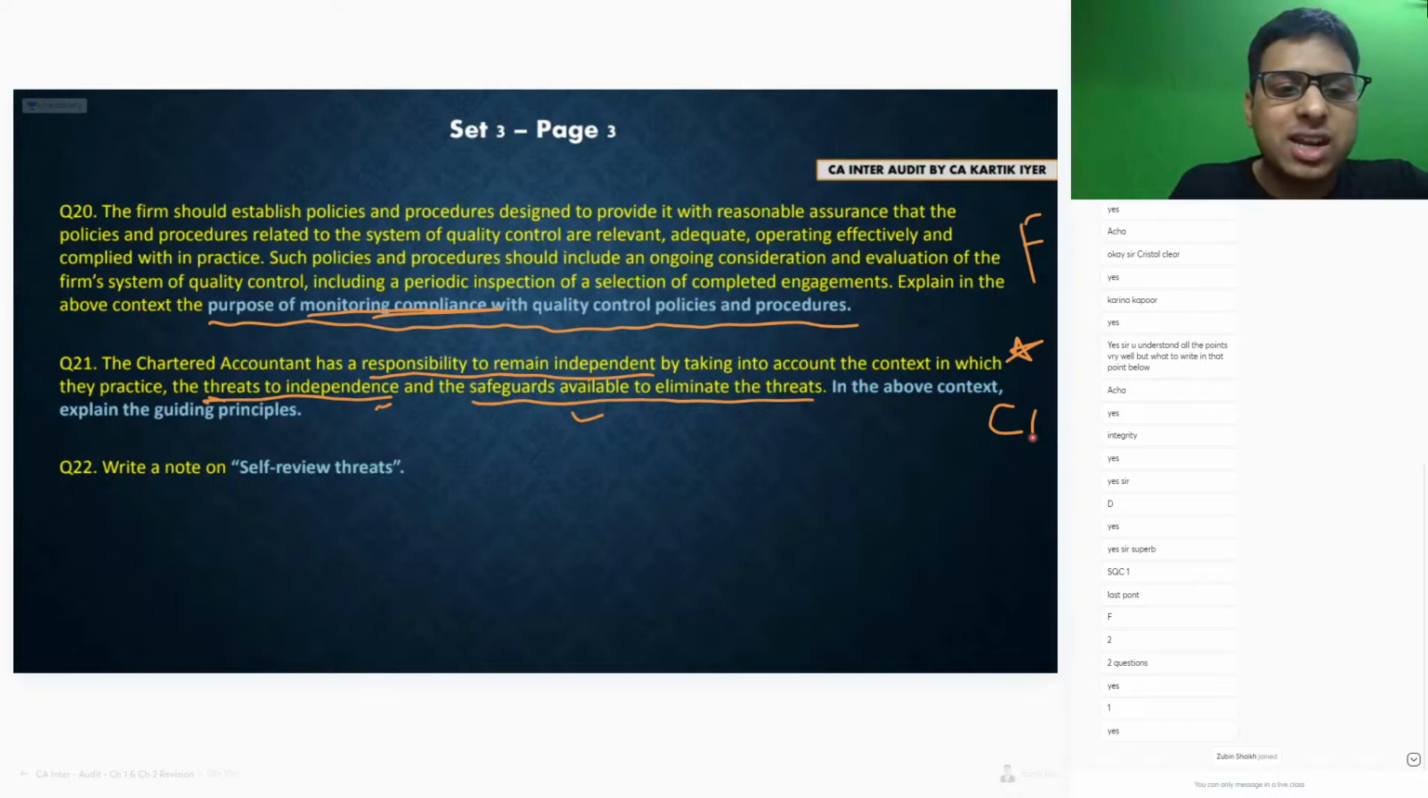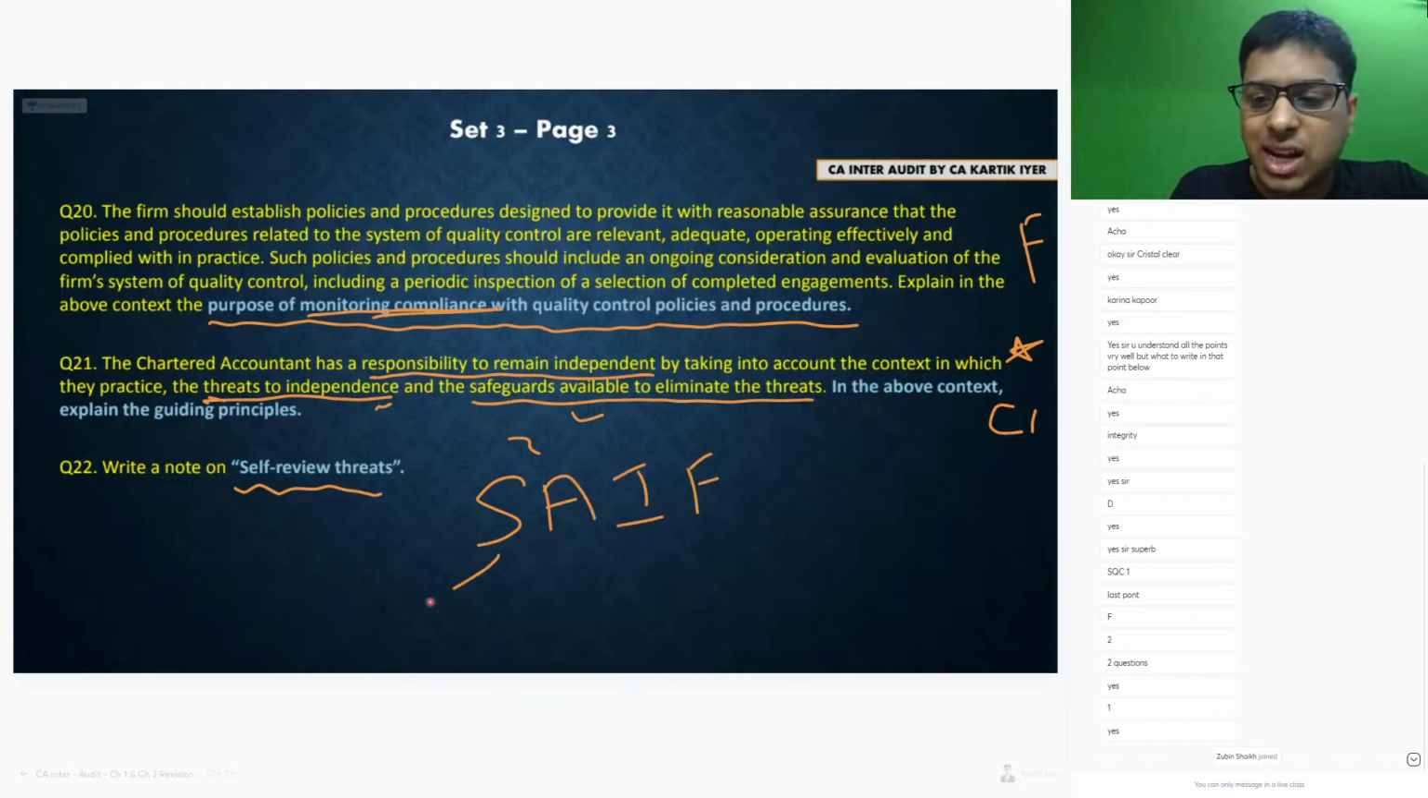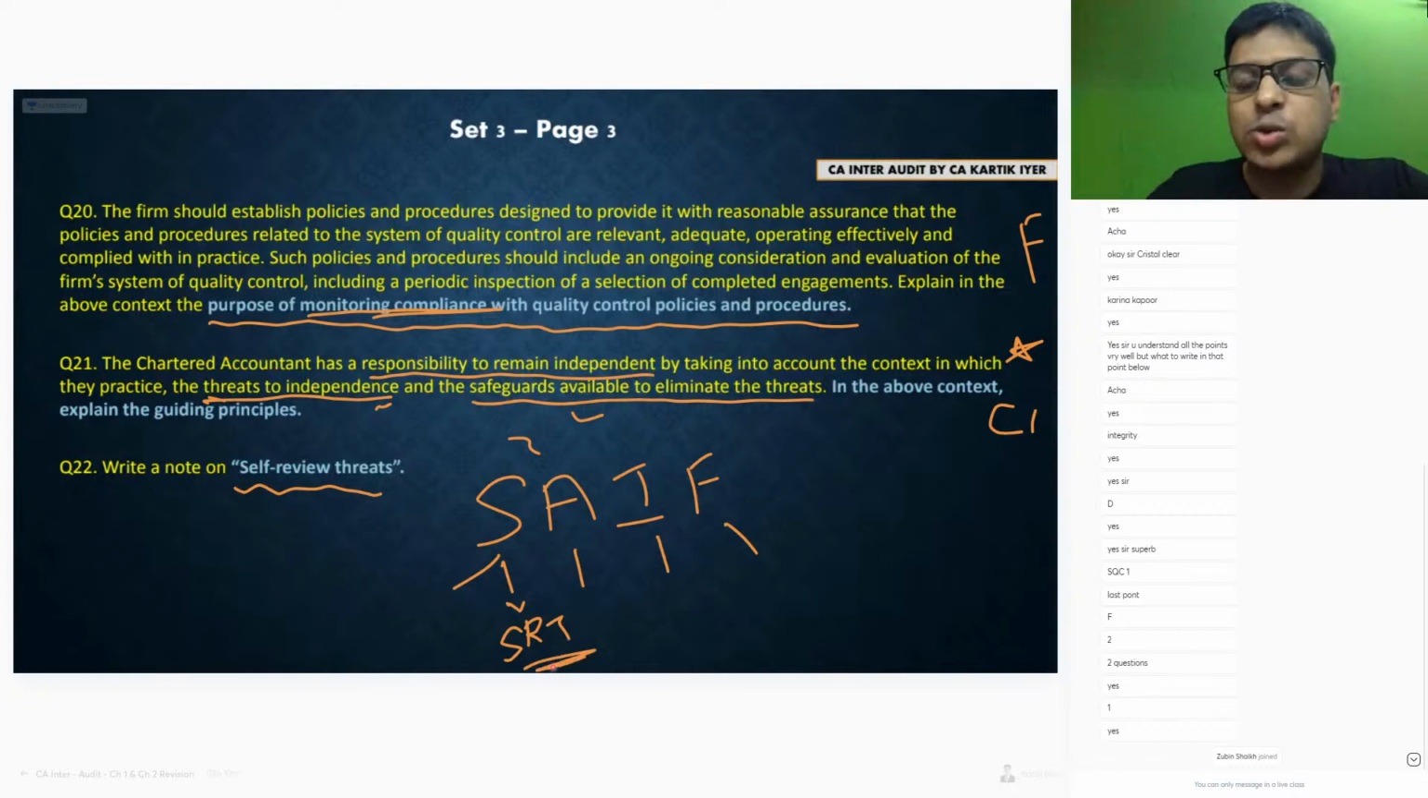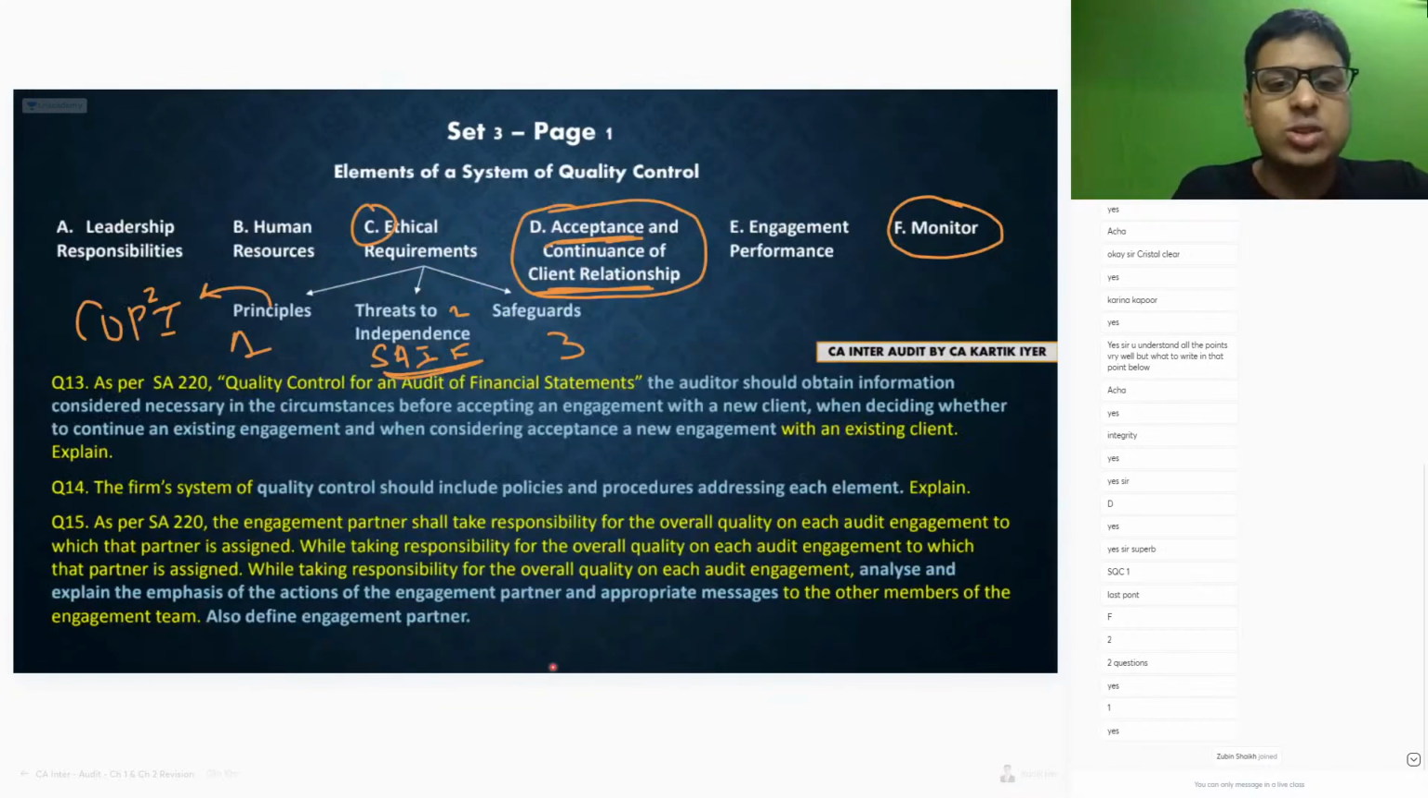Last, they have asked, write a note on the self-review threats. As I told you, there are 5 threats: self-interest threat, self-review threat, advocacy threat, intimidation threat, and familiarity threat. Here they have asked you in relation to the self-review threat. Clear, simple, easy to understand. So this is part of this answer.